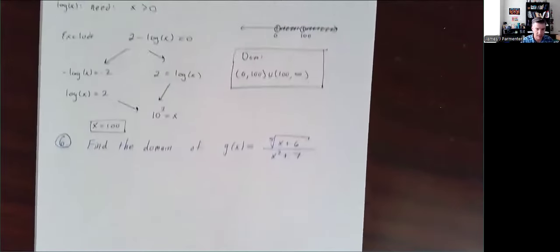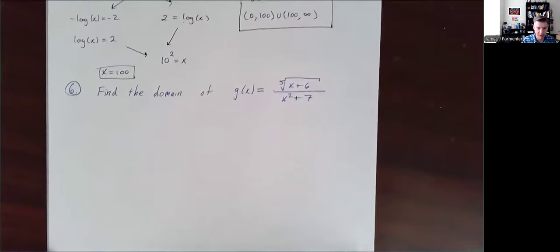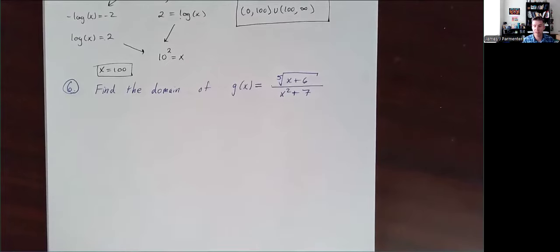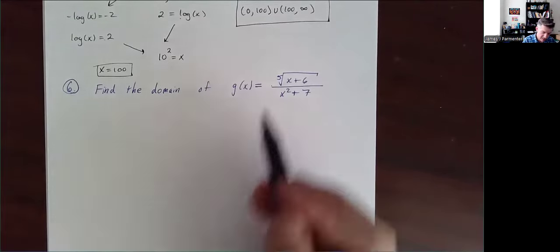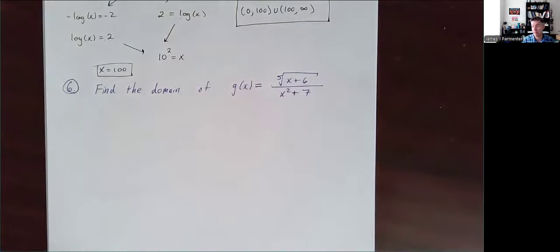Okay, let's look at this next one. Find the domain of g of x equal to the fifth root of x plus 6 over x squared plus 7. So I will point out here that this fifth root doesn't have any domain restrictions. You can take the fifth root of a negative number or a positive number. I should say, you can take an odd root of any type of number, positive or negative.